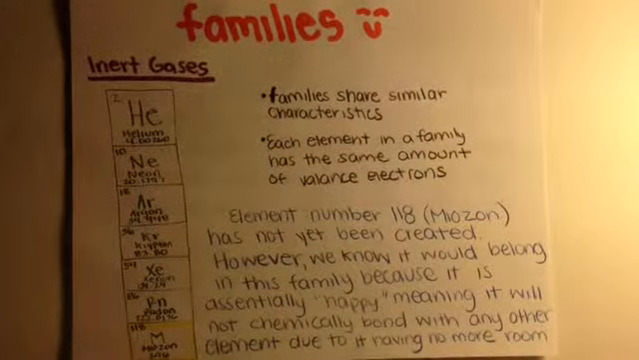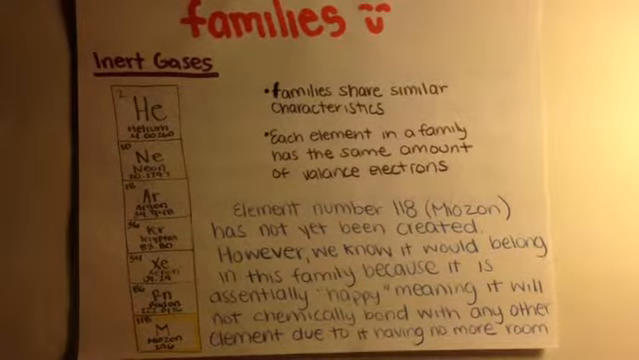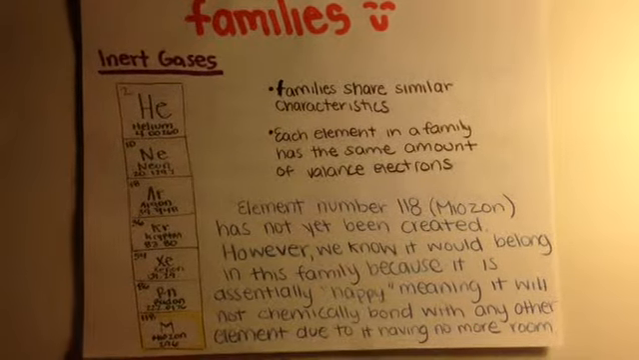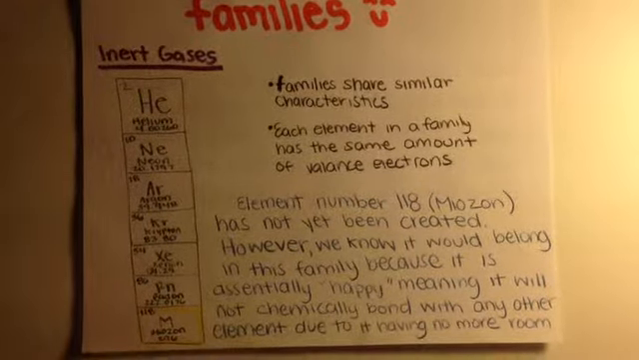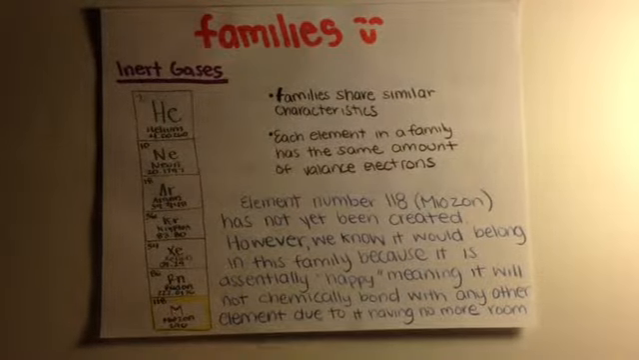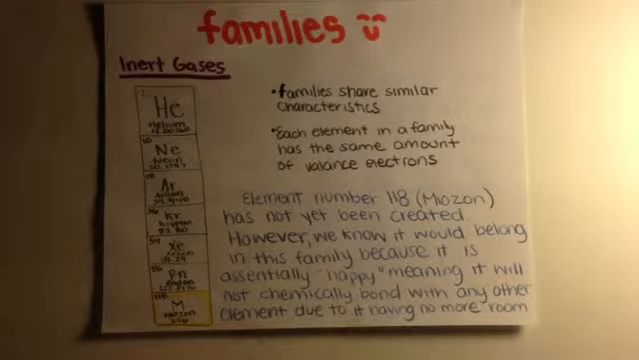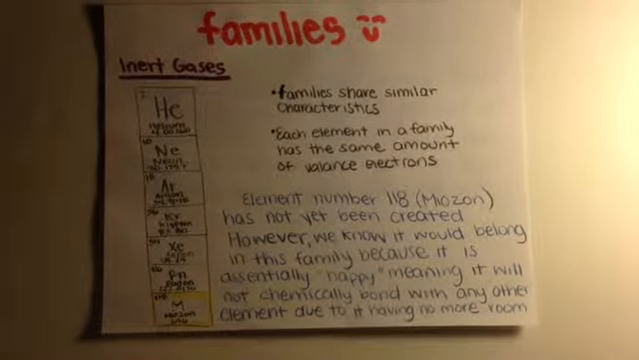Elements in the same family share the same number of valence electrons. They also share characteristics, such as how they react, and sometimes what state they're in: liquid, solid, and gas. For example, this particular family is known as the inert gases, which include helium, neon, argon, krypton, xenon, and radon.